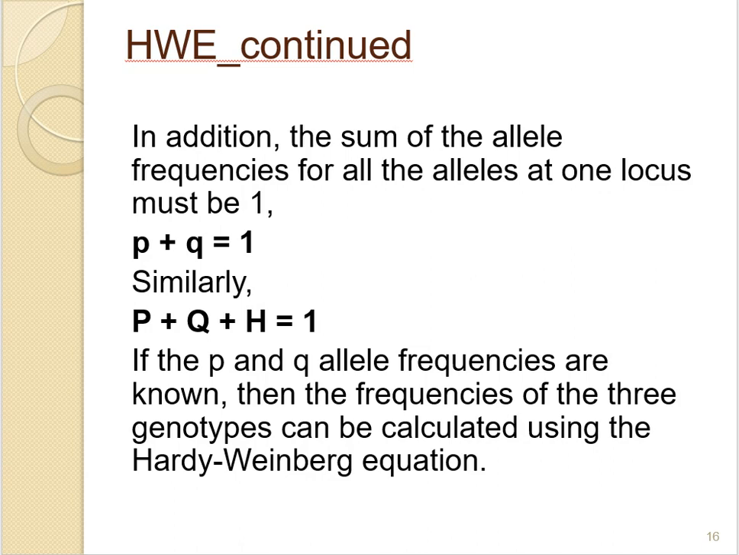Additionally, the sum of allele frequencies for all the alleles at one locus must be 1. Therefore, Hardy Weinberg equilibrium says p plus q is always 1, and similarly P plus Q plus H is equal to 1. If the p and q allele frequencies are known, then the frequencies of the three genotypes can be calculated using Hardy Weinberg equilibrium. We only need to know one of them, either p or q, and then we can determine the other one. Once we have these two, we can calculate genotypic frequencies from these formulas.